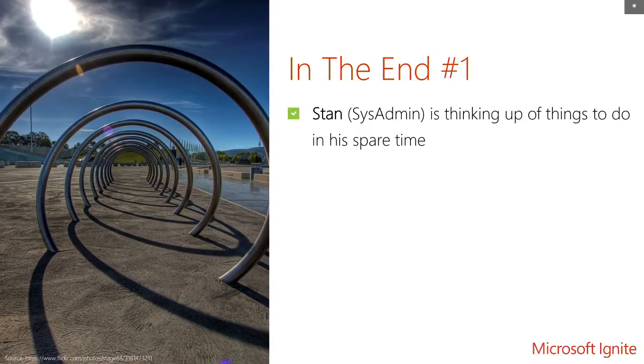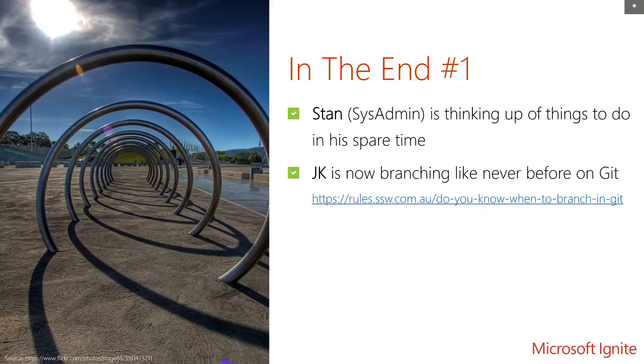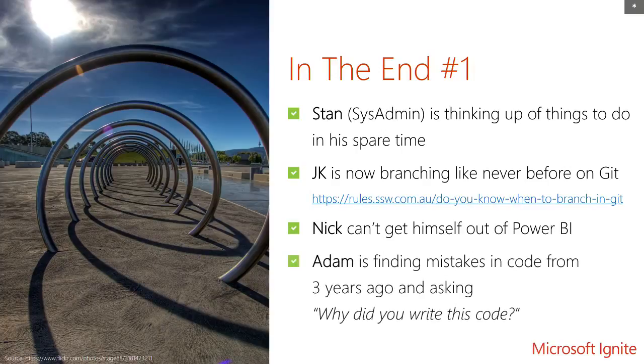So in the end, what do we got? We got Stan, the sysadmin. He now is thinking up things to do because he doesn't have anything to do with his TFS server. JK is now branching on every single PBI. That's how we do. We have a rule on that. He's happy. Nick can't get himself out of Power BI. And I'm still finding mistakes in people's code from 3 years ago and asking them why they wrote it, which they don't like.